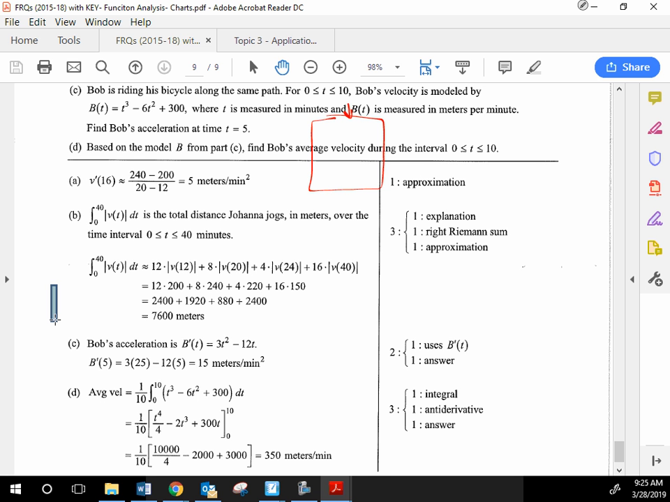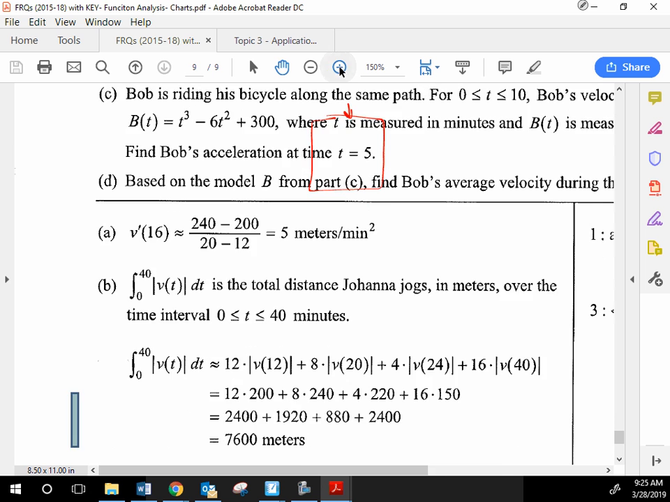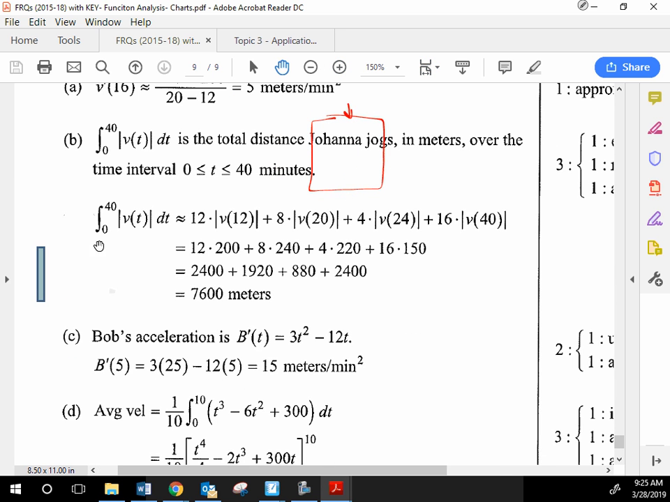So you'd have 12, let me zoom in again. So 12 times 200, 8 times 240, 4 times 220, 16 times 150. And that simplifies down to 7,600. So 1 point for total distance over the time, 0 to 40. 1 point for right Riemann sum, 1 point for your approximation. All right, do we have questions on A or B?